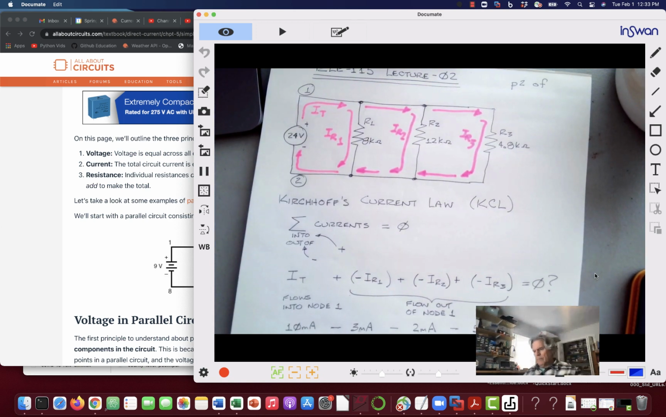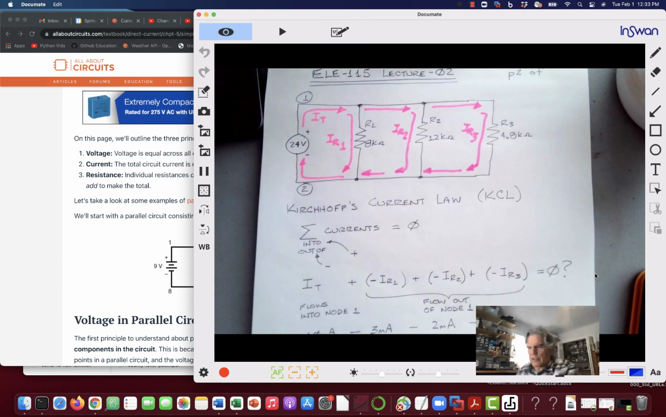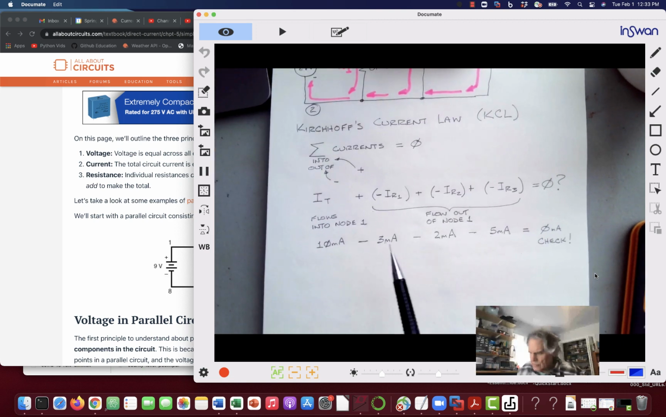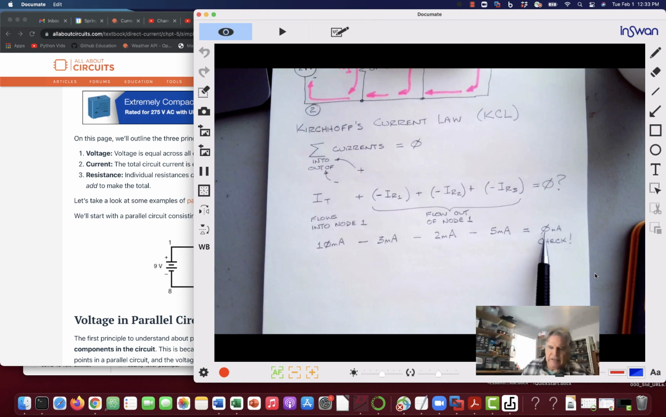Okay, so that's a way you can tell on these Kirchhoff's current law. I'm sorry, I went down the page. So there's your IT is 10 mA, IR1 minus 3 mA, IR2 we made into a negative, minus 2 mA, and IR3 minus 5 mA. It does add to 0. Negative 3 minus 2 is negative 5, minus 5 is negative 10, and 10 and negative 10 cancel out to 0 milliamps, and that checks. All right. So Kirchhoff's current law has worked.